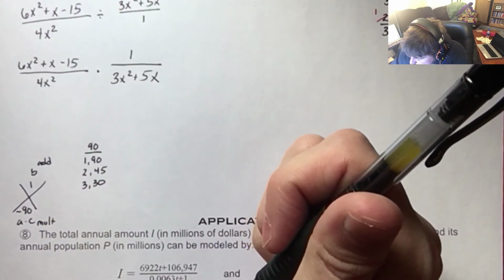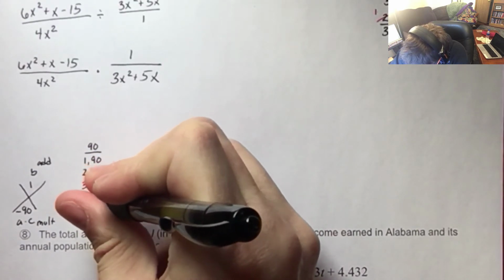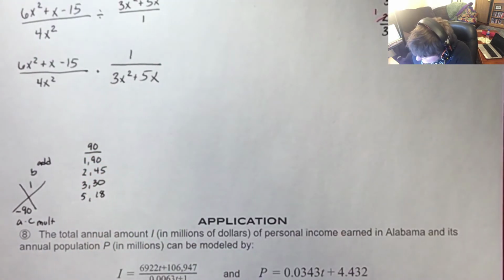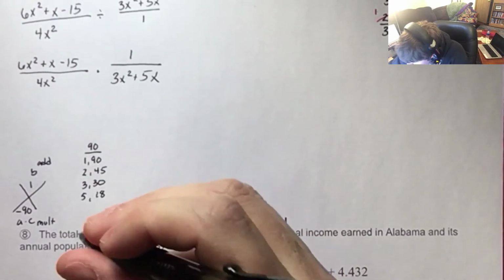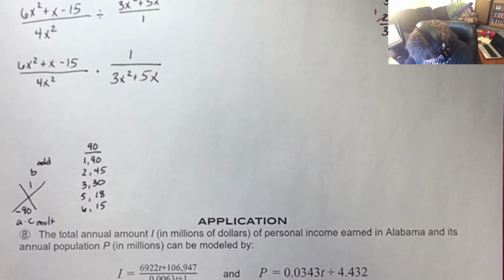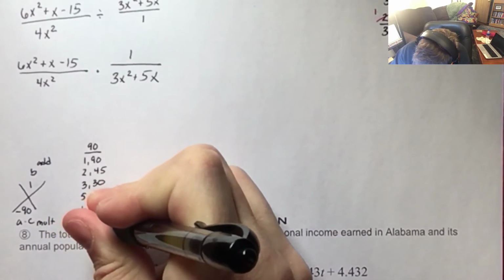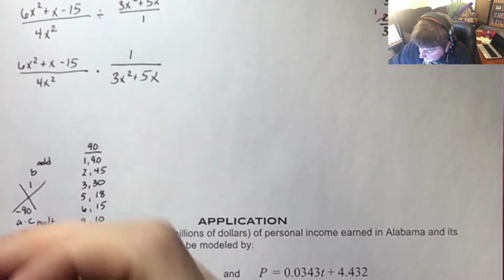And that is 18. So 5 and 18. We're getting closer, but that's not the combination. So we're going to divide it by 6, and we are going to get 6 and 15. That's not the combination. So we're going to go 90 divided by 7. No. 90 divided by 8. No. 90 divided by 9, and there it is, 9 and 10. There is some combination that will get me to 1.